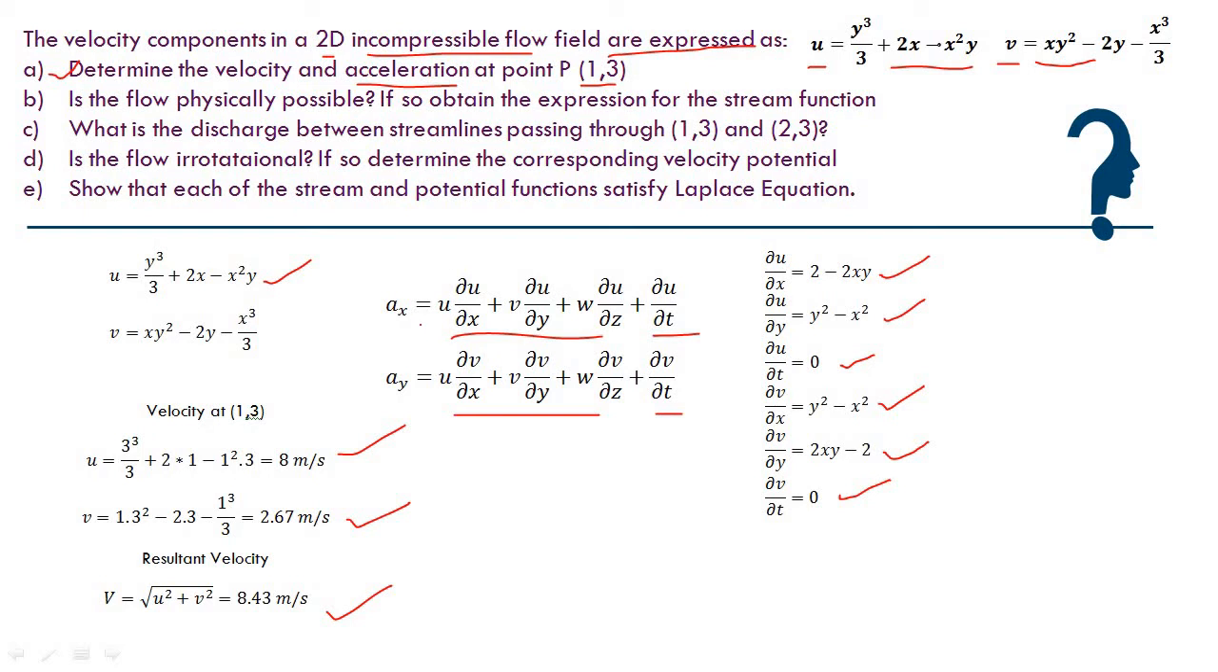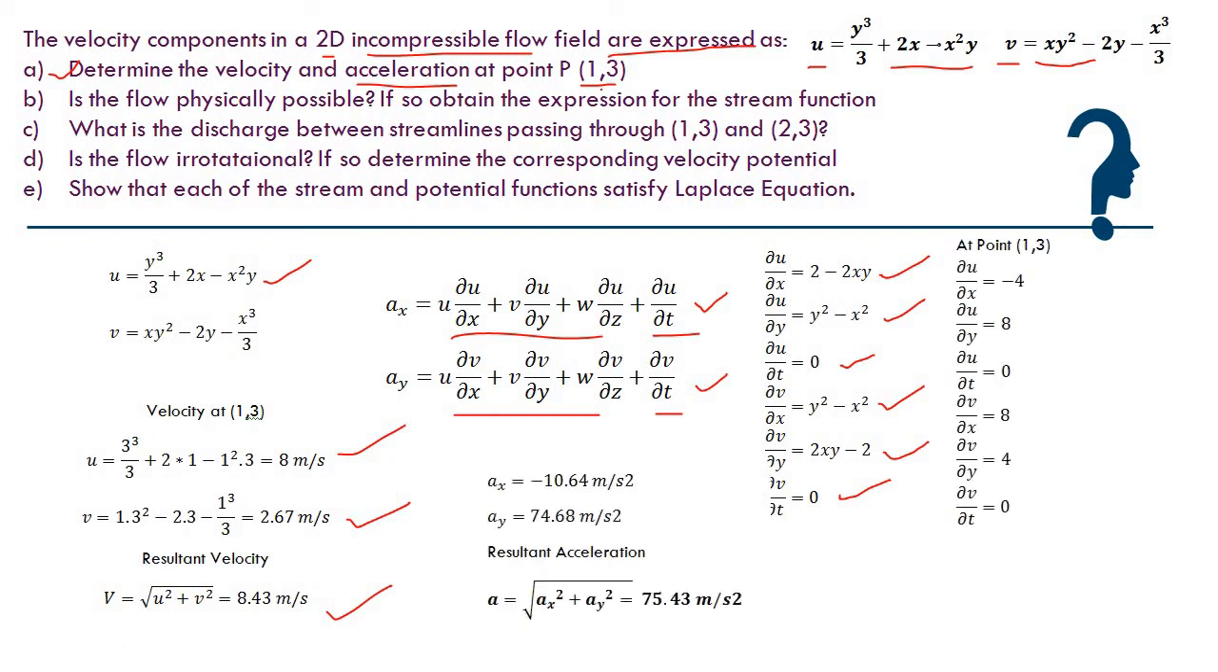So if you substitute all these partial derivatives in the equations for ax and ay, and at point (1, 3) you substitute x equal to 1 and y equal to 3, you will get ax equal to minus 10.64 meter per second square, ay equal to 74.68 meter per second square, and the resultant acceleration is square root of ax square plus ay square, that is equal to 75.43 meter per second square.